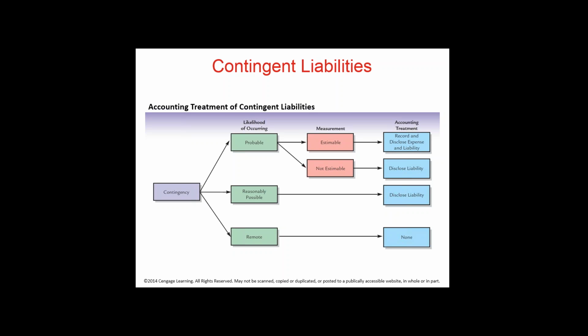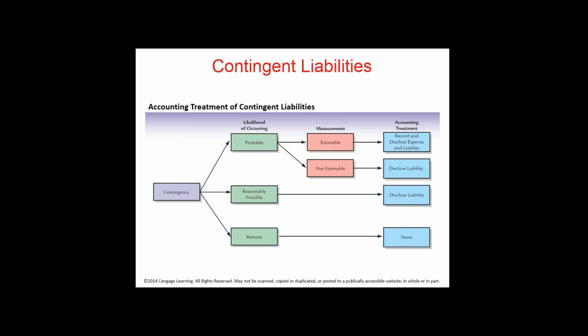If the liability is probable, and if we can reasonably estimate the amount, then we need to record that item in our financial records. Now, if it's probable, but we have no idea what the amount might be, then in a footnote to our financial statements, we need to state that there is a probable contingent liability.